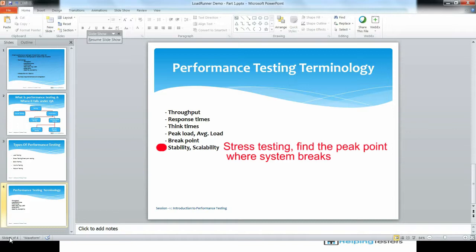Whereas in horizontal scalability, we keep the hardware of each system the same, but we increase the number of systems. Let's say we have 10 systems, and in horizontal scalability we increase it to 20 systems, meaning we have increased the number of servers supporting our application. This is horizontal scalability. These are the most commonly used performance testing terminologies that we will use in our upcoming sessions.